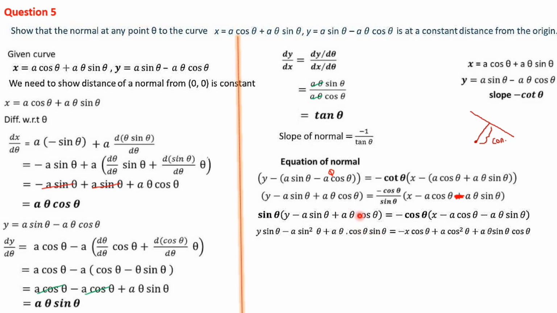Then a theta constant is here, is equal to minus cos theta into x, which is minus x cos theta, minus into minus plus a cos theta into cos theta is cos square theta. Then minus into minus plus a theta is a constant, cos theta into sin theta, it's written here, sin theta into cos theta. Then y sin theta, then x cos theta, here there is minus x cos theta, we brought it here, x cos theta. Then minus a sin square theta, that is this term. Then minus a cos square theta plus a cos square theta is there.